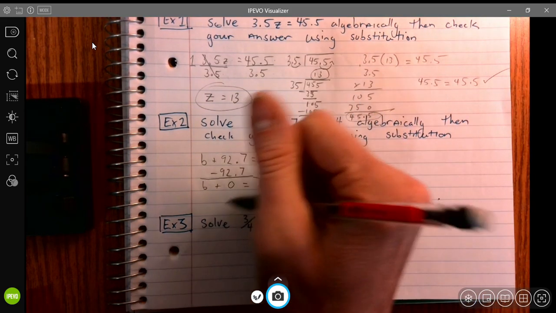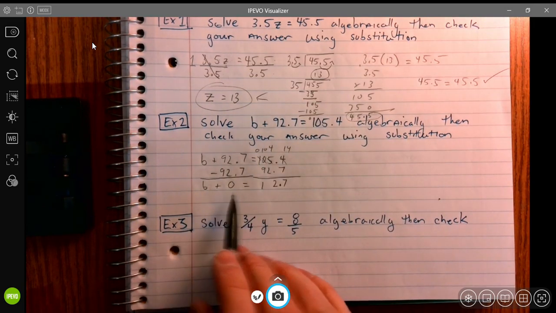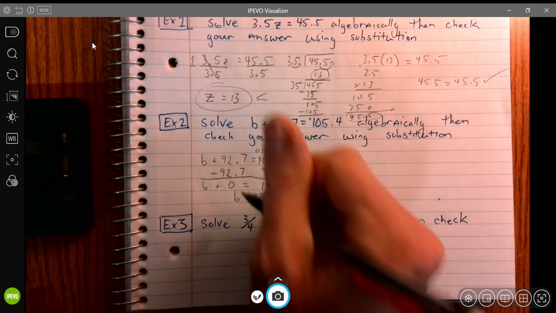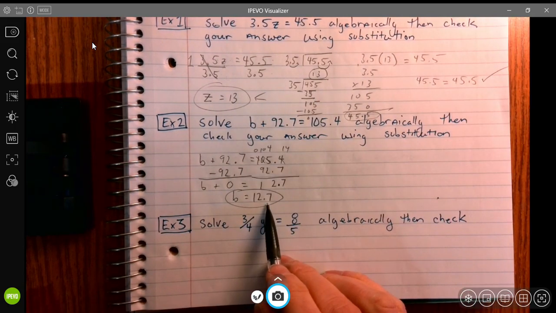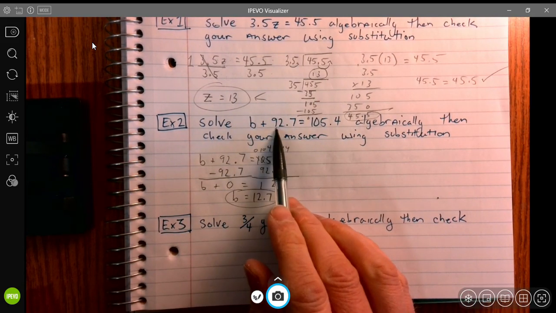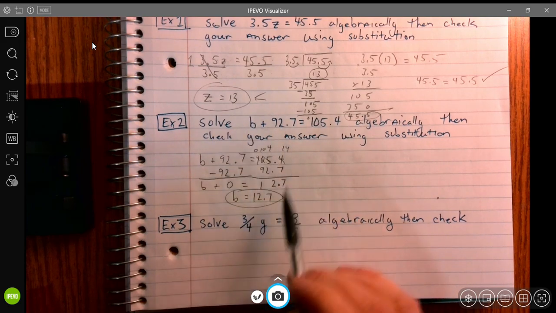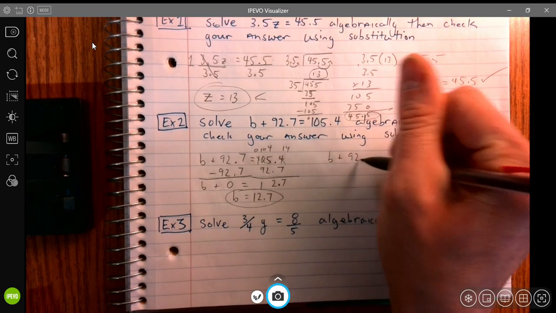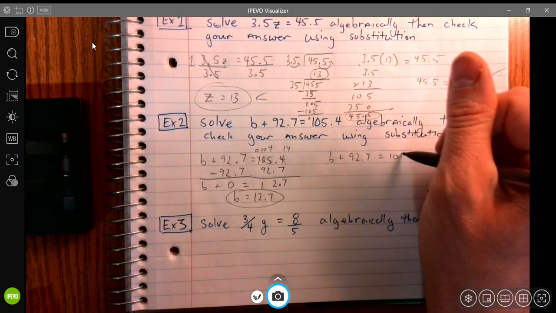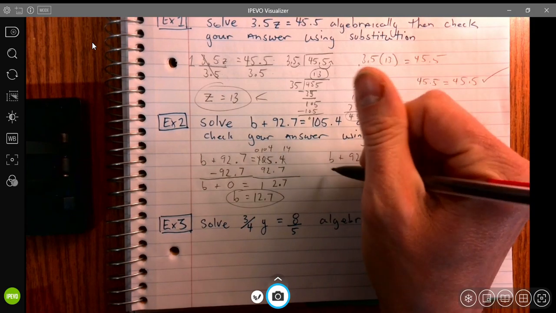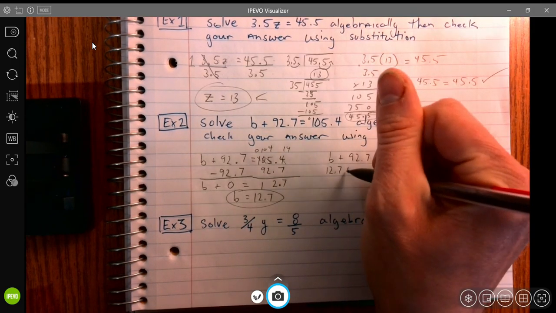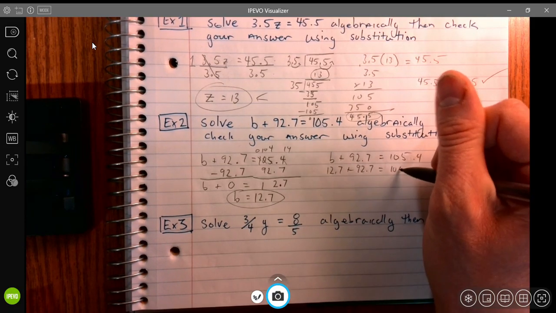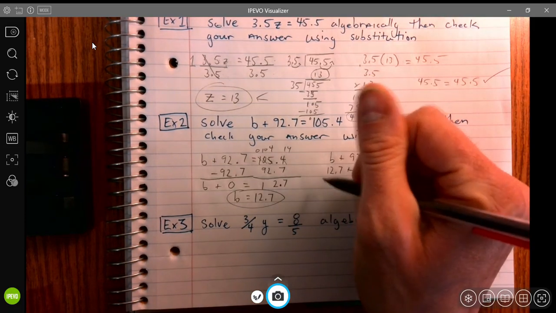So I'm going to write this a little bit clearer. B plus 0 is B, and then we got the 12.7 over here, okay? So now I'm going to use substitution to check my answer. I'm going to go back to the original, and everywhere I see a B, I'm going to put a 12.7. And it's 12.7 plus 92.7. And we want to know, does that equal 105.4? Well, let's test it out.